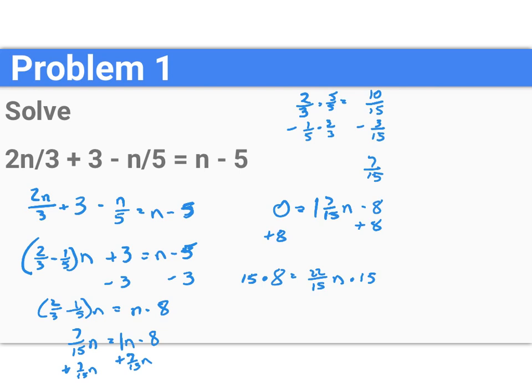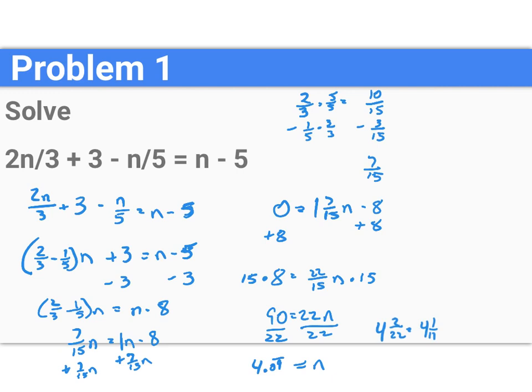15 times 8 should be 120, right? Equals 22 times n. Now we divide both sides by 22, and n will be 5.45 repeating. And so what does that tell me? Well, 4 times 22 is 88. So it would be 4 and 2/22, which is 4 and 1/11 as a fraction. So however you give it back is fine, but that is the answer to the problem.